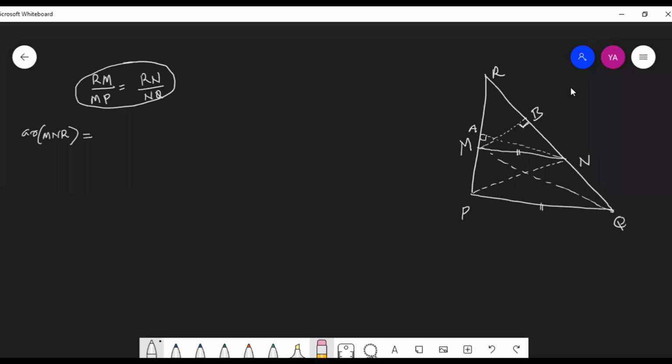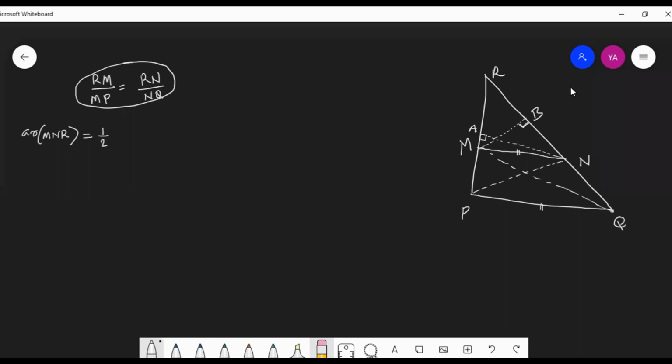And no need like so. You use the formula of BH. If you know one side and the height from that side to the opposite vertex, you can calculate the area, right? Suppose I choose the base as MR. What will be the area? Half into MR into AN will come, right? Half BH.